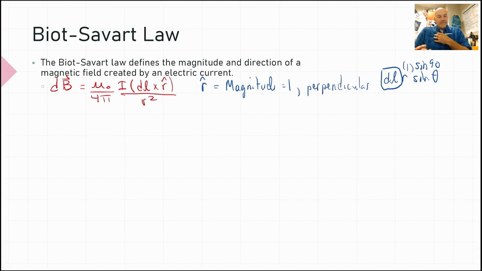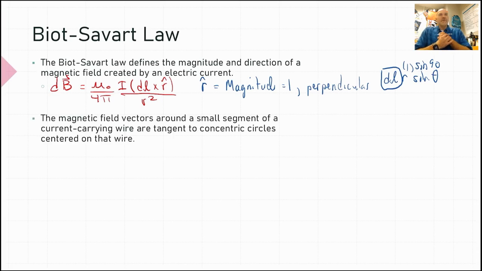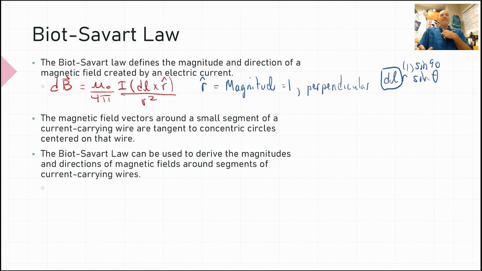Now, the magnetic field vectors around a small segment of a current carrying wire are tangent to concentric circles centered at that wire. And so you'll see it here in a picture in a second. Biot-Savart law can be used to derive the magnitudes and directions of magnetic fields around segments of current carrying wires. So if we have the magnetic field of a loop of wire, B is mu 0 I over 2r. And when we get into the example, we'll revisit that in a minute.